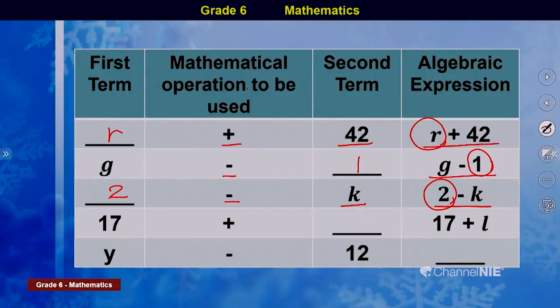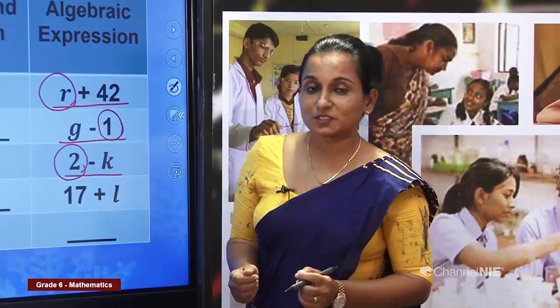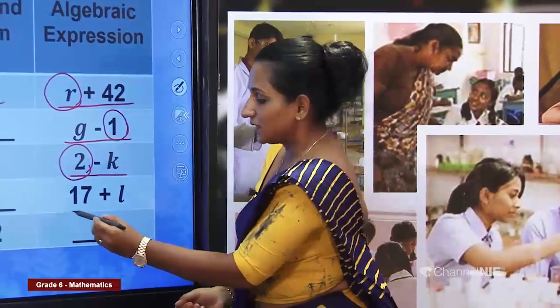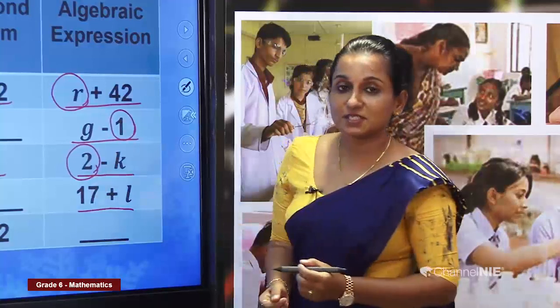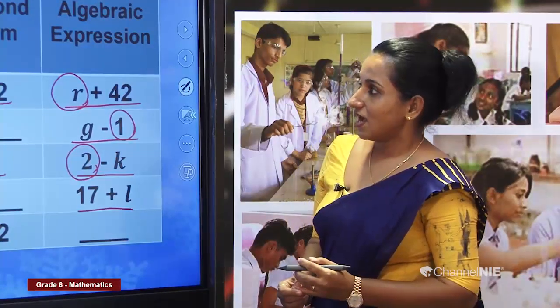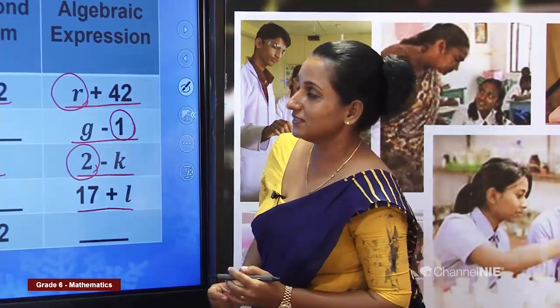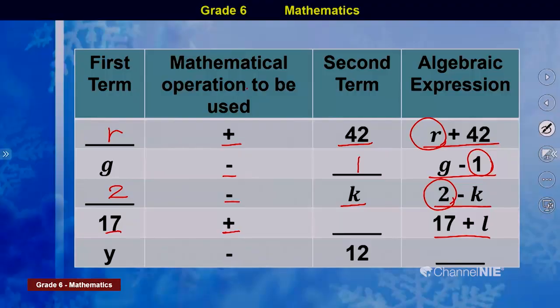My first term here is 17 and the mathematical operation used is plus. Now what is my algebraic expression? My algebraic expression is 17 plus L. I have to write the second term. This is my second term. It is L. So I can write second term like this.